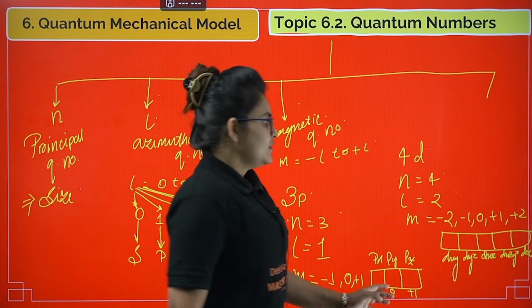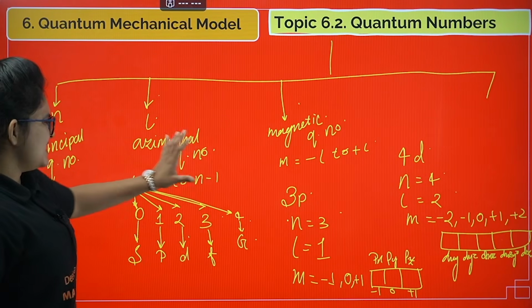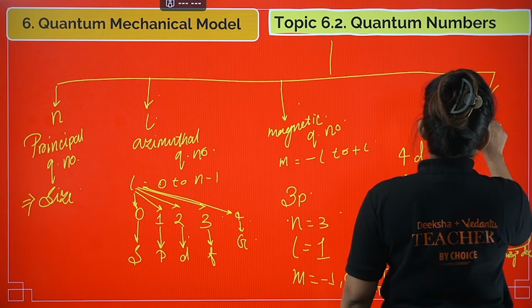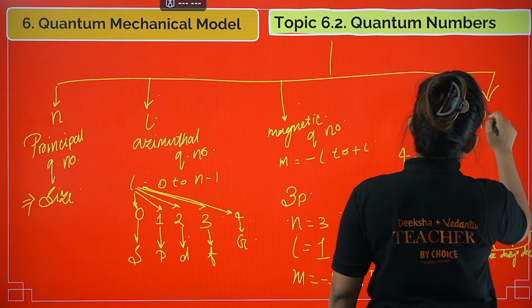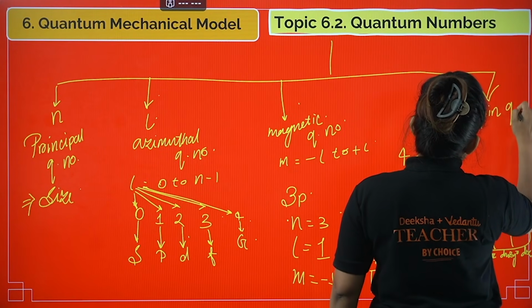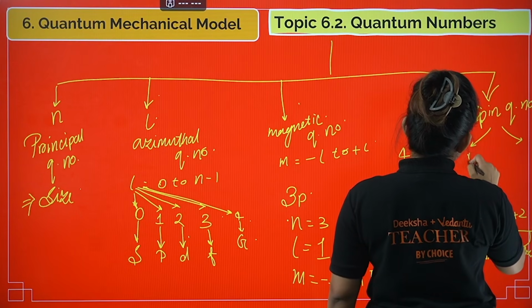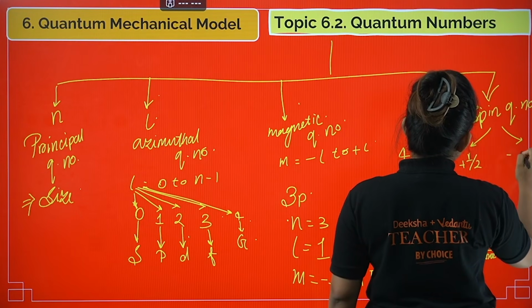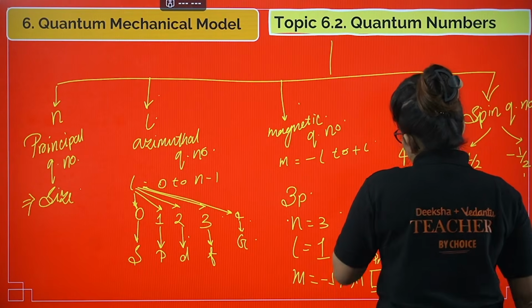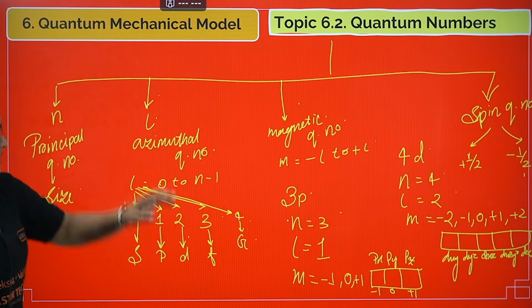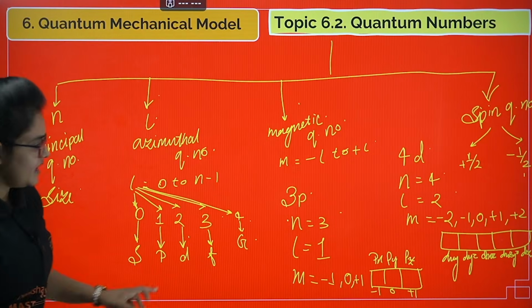These are the 3 quantum numbers, and the last one is the spin quantum number. It has 2 options, either clockwise spin or anti-clockwise spin. If it is clockwise, then plus half. If it is anti-clockwise, then minus half. So that's the whole set of quantum numbers.